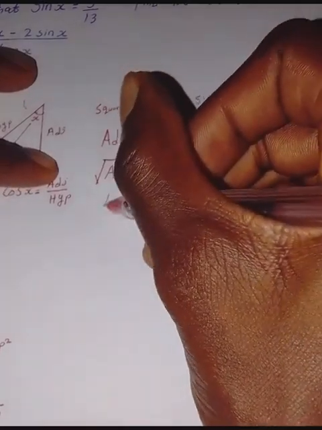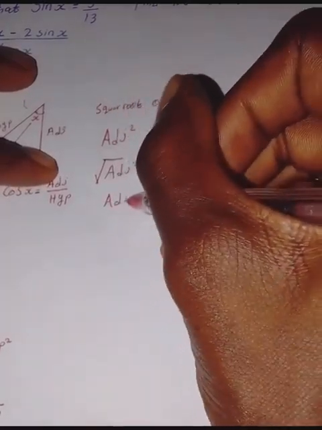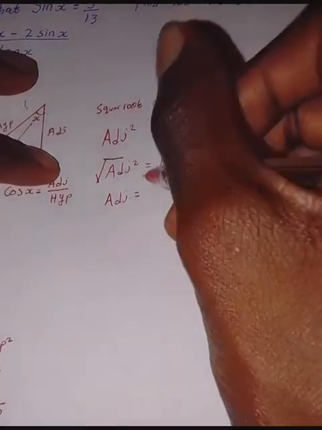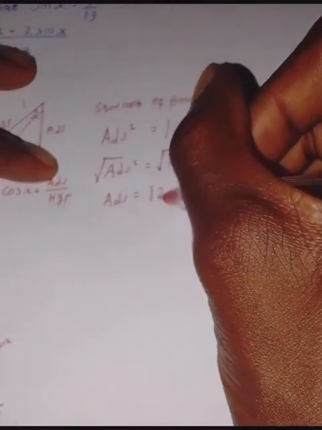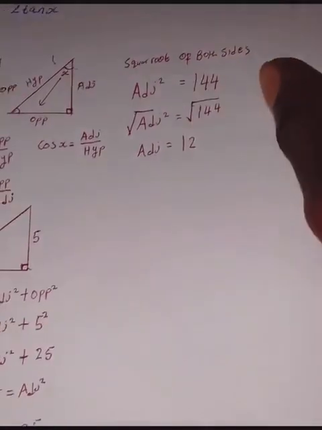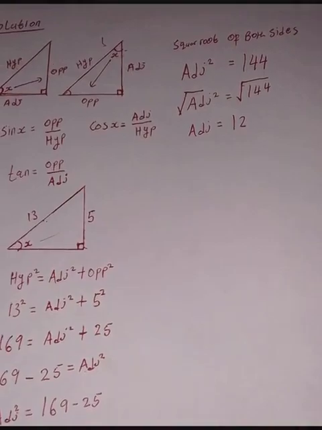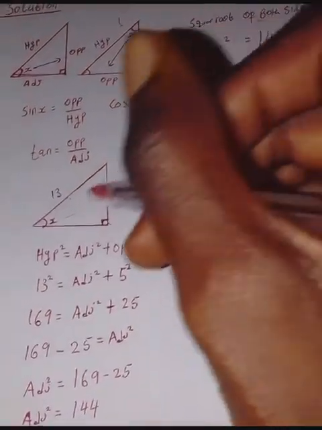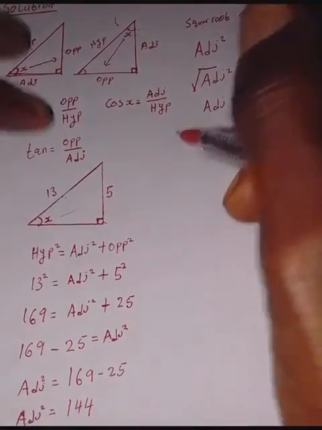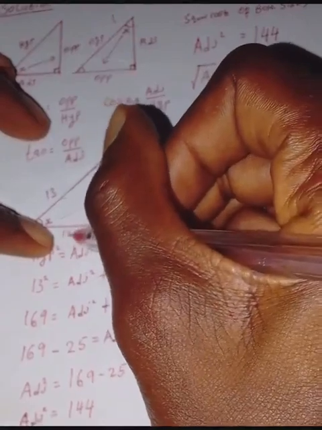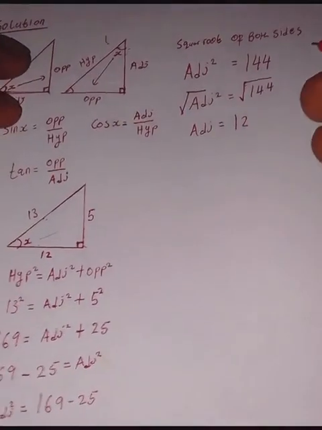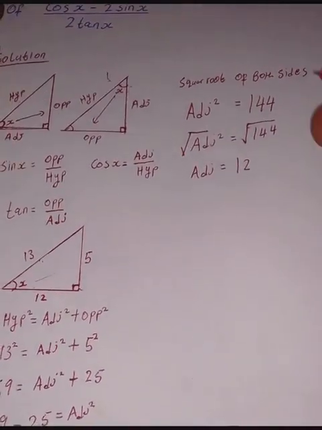So now adjacent can stand alone. We now have adjacent here equals square root of 144, which is 12, because 12 times 12 will give us what? 144. So that's our adjacent. So from here, we have now gotten the side we are looking for, which is 12. So that's it, and now we proceed.